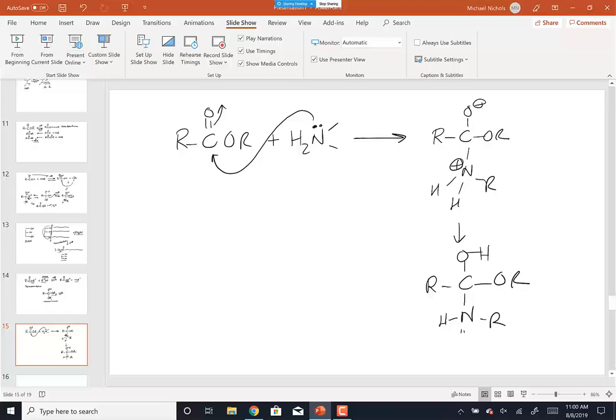So in this case, what we're going to do is we are going to invoke heat. So I'm probably going to have to do some heat with this reaction. And the heat's going to then cause this reaction to occur. So then I'm going to form the carbonyl with the amide, and then I'm going to form the alcohol.